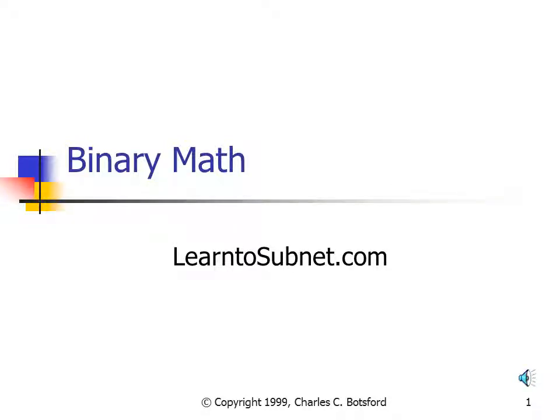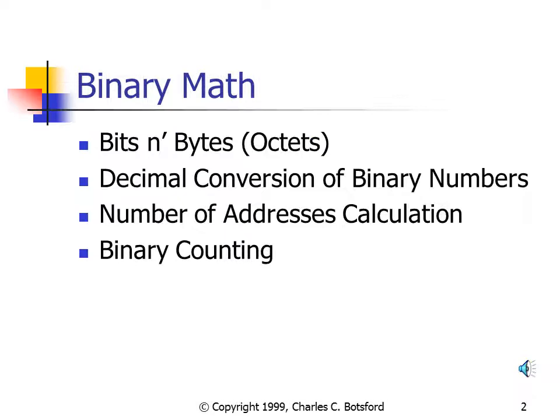Binary math, the foundation of IP addressing. In order to understand IP addressing, we have to understand binary math. So in this section, we'll first look at what octets are. Then we'll look at taking binary numbers and converting them to decimal numbers.